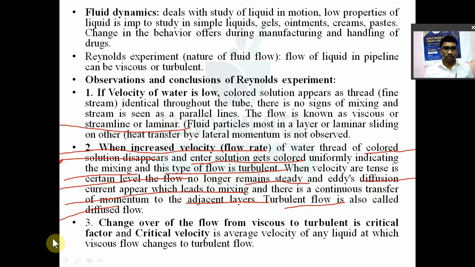Okay, now third, the changeover of the flow from viscous to turbulent. How does the changeover happen? How does streamline flow become turbulent? It is a very critical factor, and critical velocity is the average velocity of any liquid at which viscous flow changes to turbulent flow.